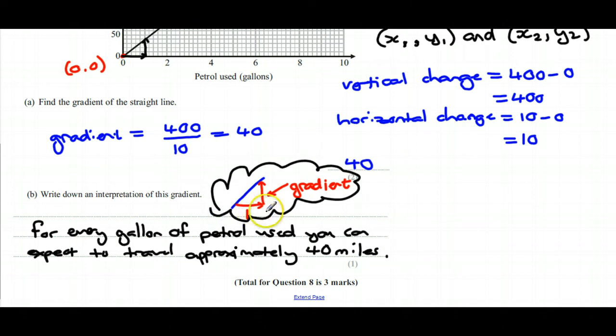So it's worth just remembering this: 1 across, gradient up. If it's a negative number, it'd be down. And that helps you interpret it. 1 across, 1 gallon used, the gradient up, 40 miles travelled.